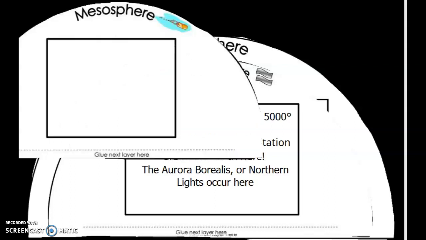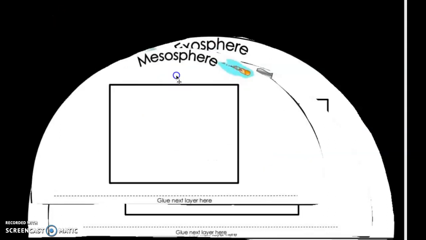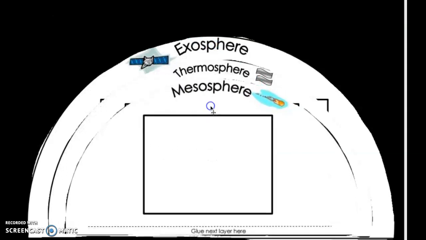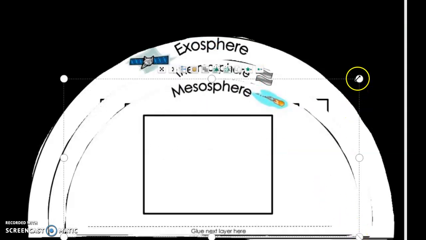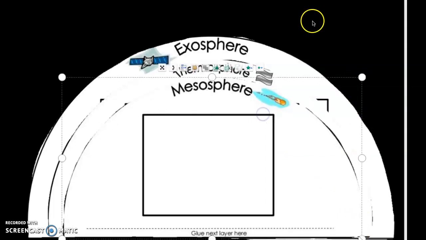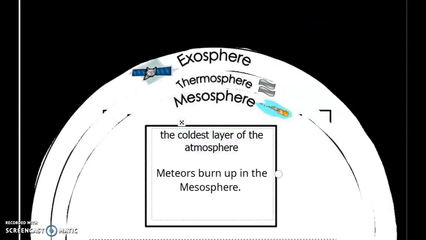So Sam, I have cut out my mesosphere layer. I'm going to place it just over that glue that I just put on there. And I'm going to leave it approximately right there. Now, I've glued down my mesosphere, and you're going to notice something on here, Colton. I don't have like 4,000 notes. It's the coldest layer of the atmosphere.